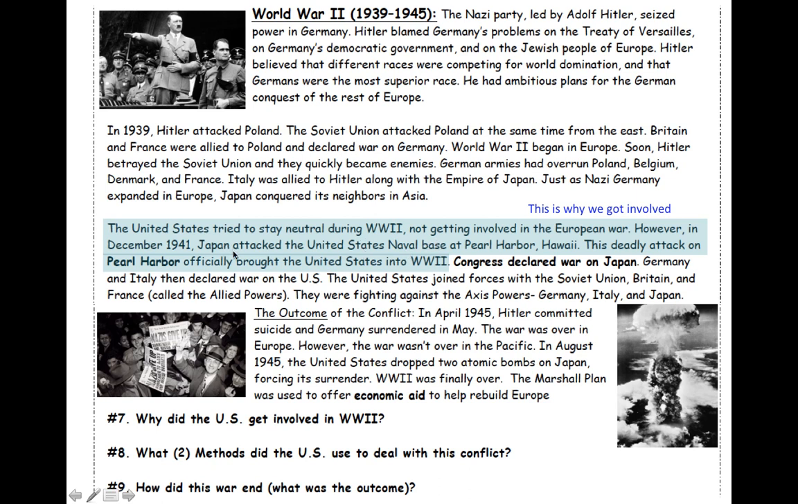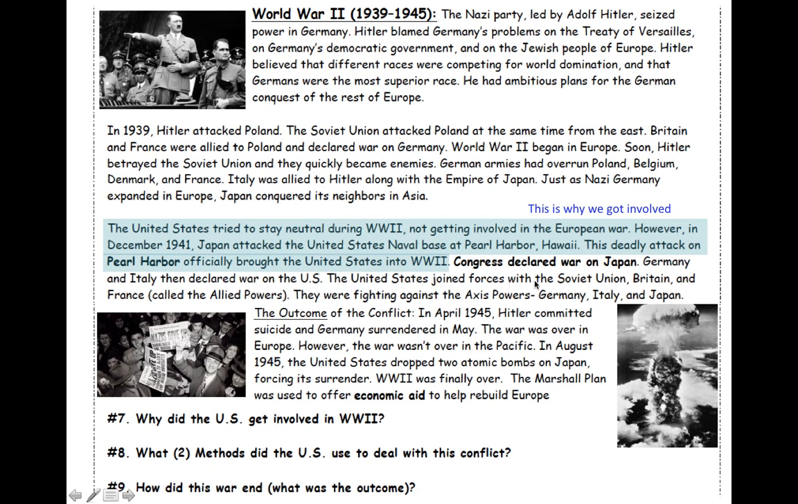Okay, so when Japan attacked the naval base in Hawaii, it's called Pearl Harbor, this deadly attack brought us into World War II. We tried to stay neutral in Europe. We did not want to get involved in the European conflict, but after this attack on the United States, we had to get involved. Congress declared war on Japan, and Germany and Italy then declared war on the United States.